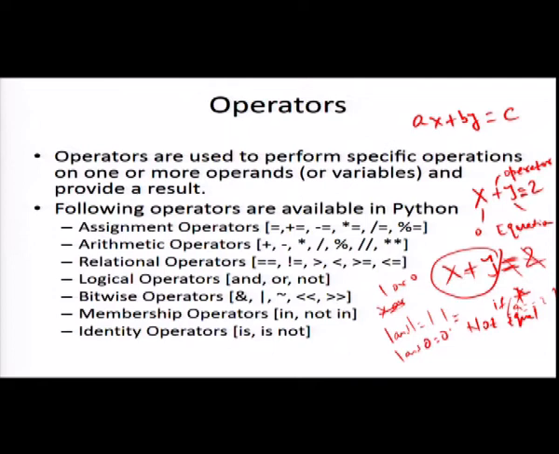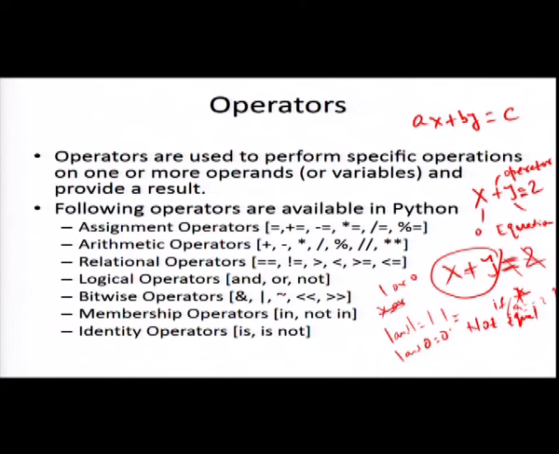Then bitwise operators. Bitwise operators are the ampersand symbol, which is also called the AND symbol, the pipe symbol, which is called the OR symbol, the tilde symbol, which is called NOT, the double less than, which is the left shift, and the double greater than, which is the right shift.